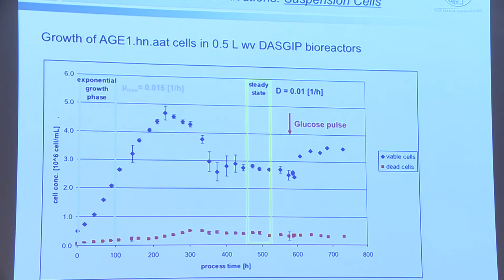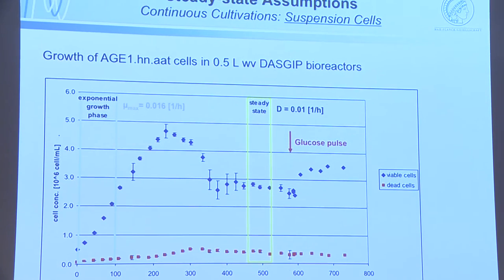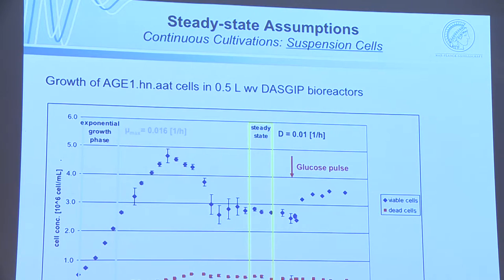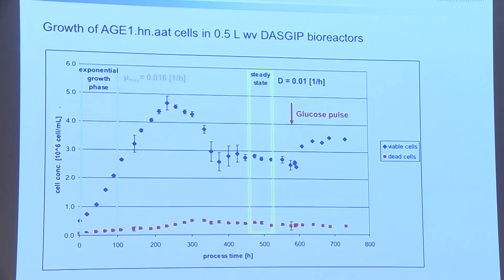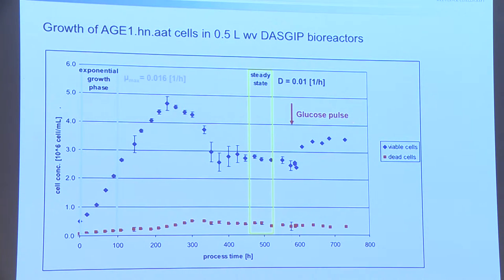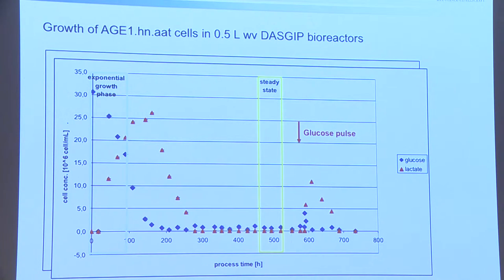Okay, and then towards suspension cells, you can do continuous cultivations. You grow the cells with exponential growth. You switch here to the supply of medium to continuous cultivation conditions. They readjust, and here we did a glucose pulse. Don't worry about this. So you have an exponential phase, and you have a steady state phase here. And same here for the glucose and for the lactate concentration. Here, first of all, the glucose, the limiting substrate, is taken up, steady state. Lactate accumulates and is washed out, and also here it's steady state.